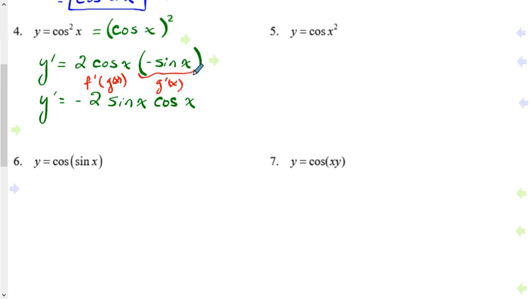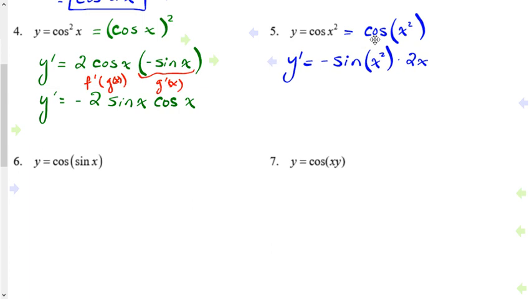Question number 5. So notice the similarities between 4 and 5. Both of them have squared, both of them are cosines, but there's a difference. In question number 5, that power is inside the function. In number 4, the squared was outside the whole function. In number 5, inside only applying to the x. Again, I will need a chain rule. My outside function this time, though, is cosine. The derivative of cos is negative sine. Keep the inside unchanged, times the derivative of the inside function, which is 2x. And then I'll just rearrange.